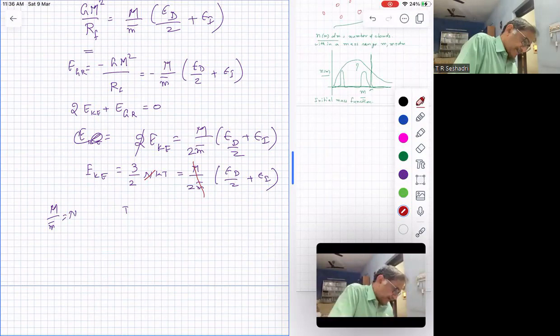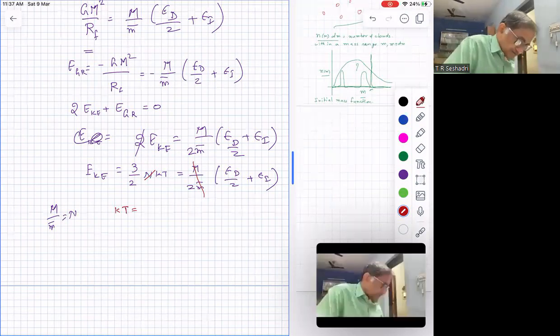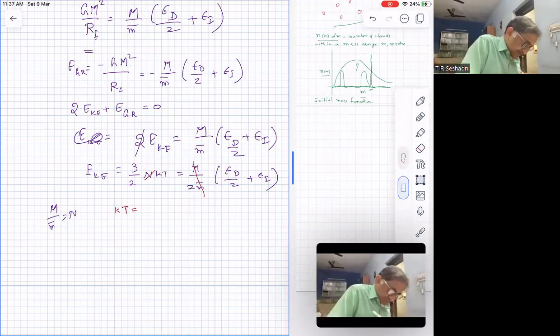And this gives me kT is equal to, I am having a problem with this. Till last year, we had only M by M bar, right? Where is the factor of half? Oh, wait, sorry. No, I double counted it. Just a minute. Yeah, I made a mistake here.